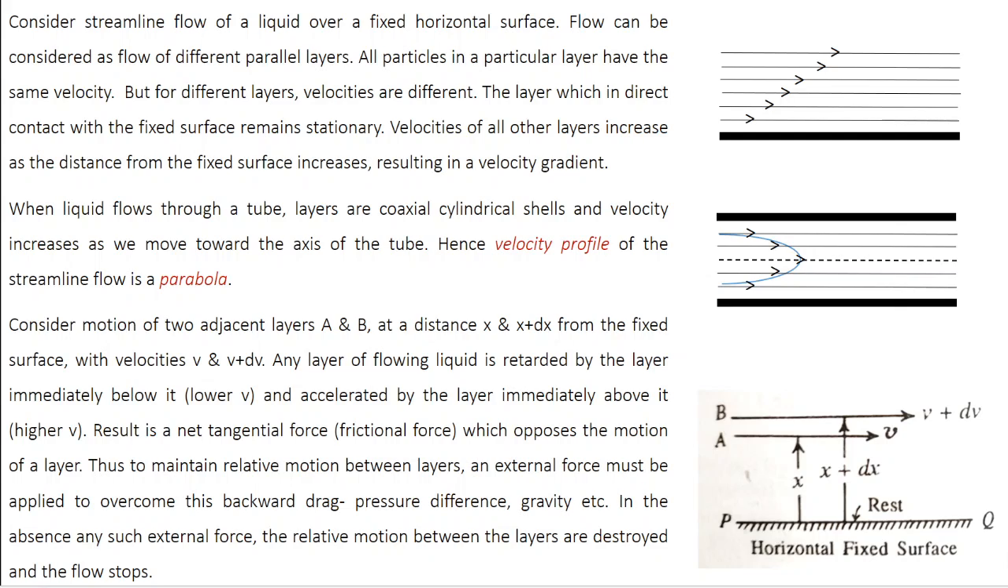So here gravitational pull acts as the external force which overcomes the frictional force between the liquid layers, thereby creating a flow. Similarly, you can create a pressure difference using a mechanical motor, an electrical motor, or a mechanical wheel. So here also the force associated with the pressure acts against the frictional force, thereby creating a flow. Okay. So in the absence of any such external force, the relative motion between the layers is destroyed and the flow stops.